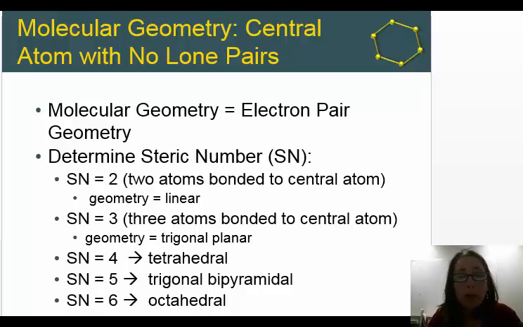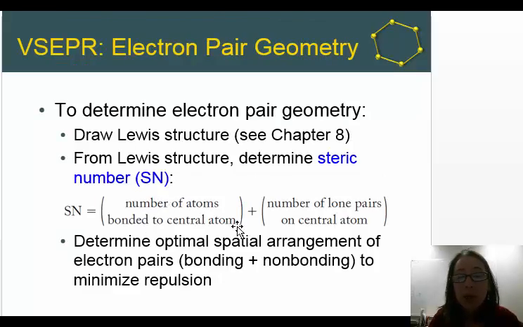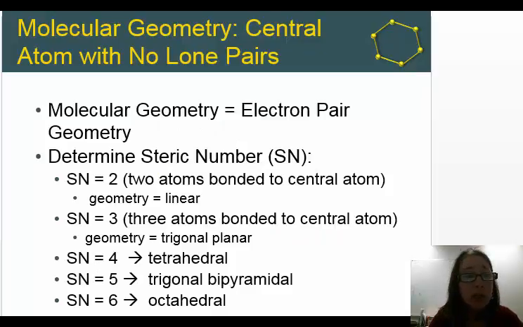So when we have a molecule that has no lone pairs on the central atom, it's actually really easy to figure out what the geometry is, because the steric number is equal to the number of atoms that are bound to the central atom. Remember that the steric number is the number of atoms bonded to a central atom plus the number of lone pairs on the central atom. So if there are no lone pairs on the central atom, then the steric number is equal to the number of atoms that are bonded to it.